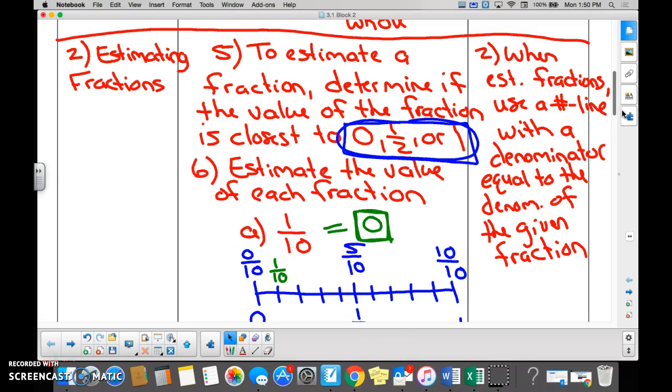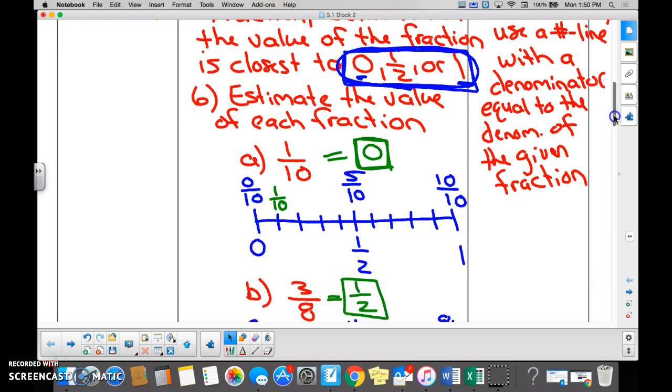Remember, fractions live between what 2 whole numbers? Someone raise your hand and tell me. What 2 whole numbers do fractions live between, Isaiah? 0 and 1. So it would make sense that if we're going to estimate fractions, it would be either a 0, a 1/2, or a 1, right? Yes. Okay, and the way I want you to do this is I want you to draw a number line every single time.